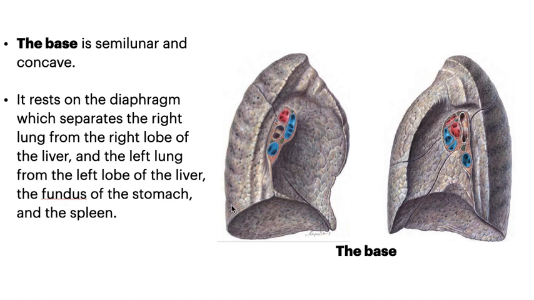The base is semilunar and concave. It is resting on the diaphragm, which separates the right lung from the right lobe of the liver and the left lung from the left lobe of the liver, the fundus of the stomach, and also the spleen.